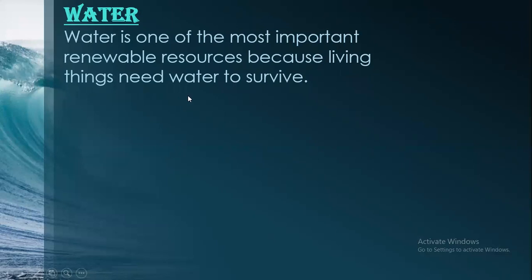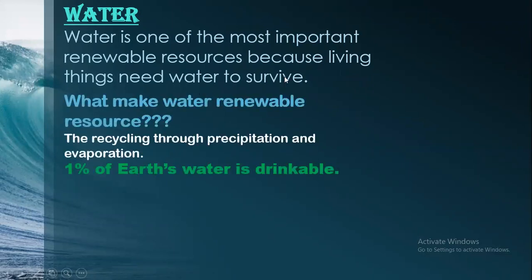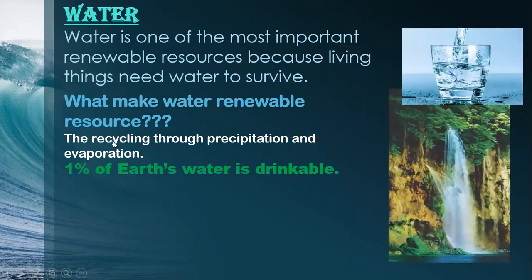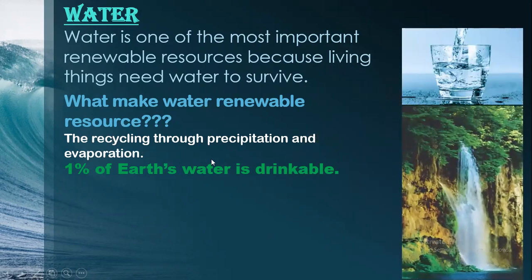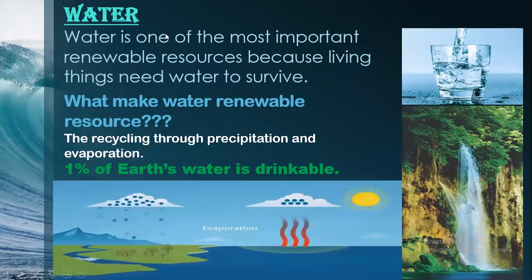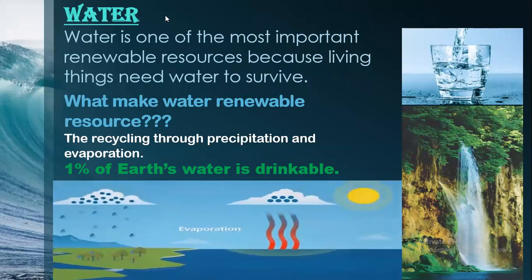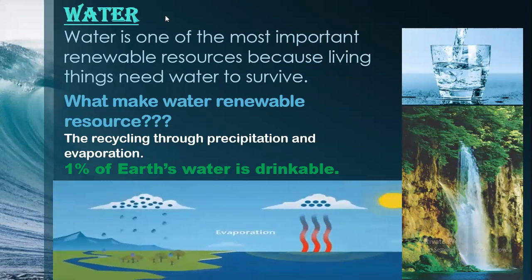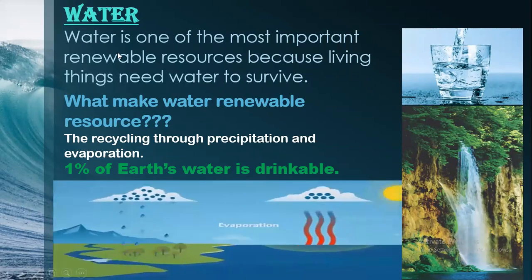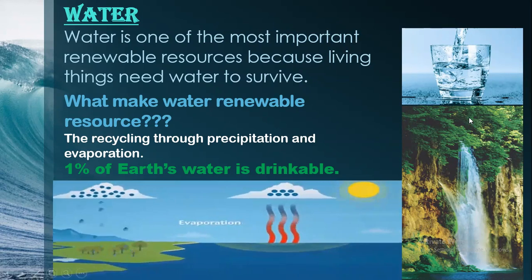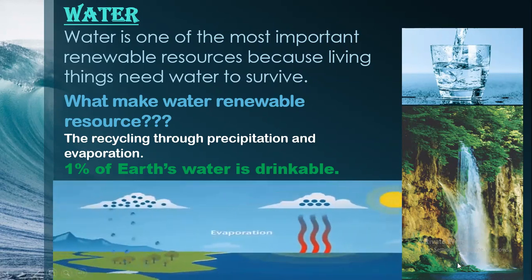Water is one of the most important renewable resources because living things need water to survive. Animals, plants, and humans, we can't live without water. What makes water a renewable resource? That's because of the recycling through precipitation and evaporation. Do you know, guys, that only 1% of Earth's water is drinkable? The others are found as glaciers or salt water in seas and oceans. But the fresh water that we can drink is only 1%.